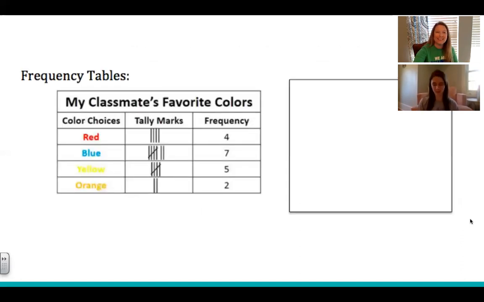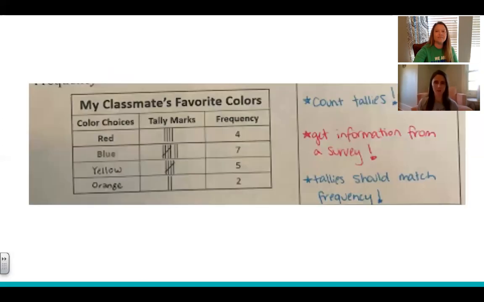And then frequency tables. So you can see here, we're talking about favorite colors, tally marks. Those are simple. And notice for the amount of tally marks that are shown, the frequency is the actual number. So this is the easiest one. You just count the tallies, you get the information from a survey. We did a few of these fun questions in class where you went around and collected data from your classmates about different questions. And then make sure the tallies match the frequency.